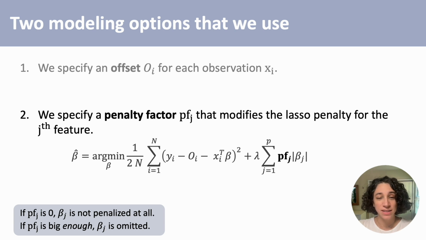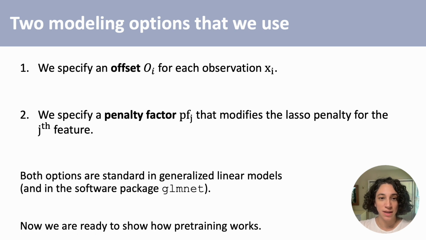The second option is a penalty factor. This allows us to preferentially penalize certain features. Note that when the penalty factor for a feature is 0, the corresponding coefficient is not penalized at all. And at the other extreme, when the penalty factor is infinity, the feature is omitted from the model. Now, both of these options are standard in generalized linear models and in the software package glmnet.